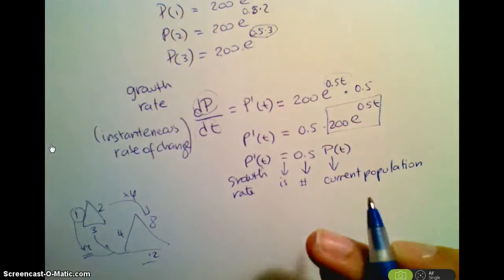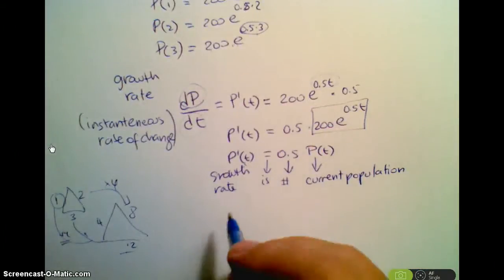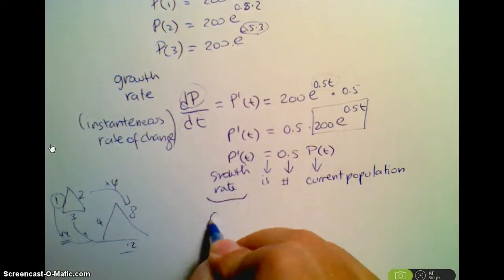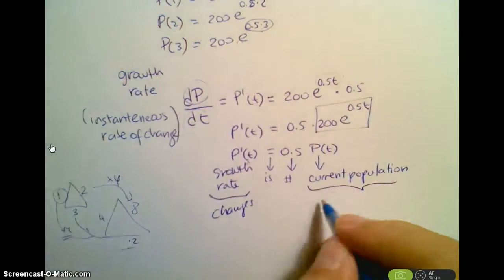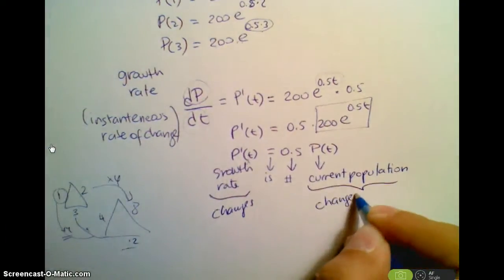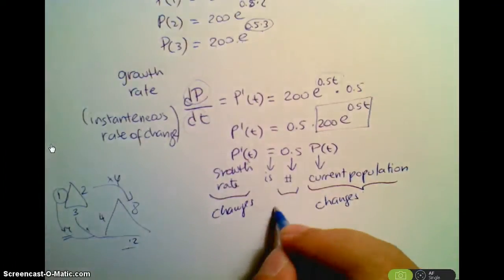So from what we saw in the graph, you know that the current population changes with t, and this is the only number that stays the same, that is constant.